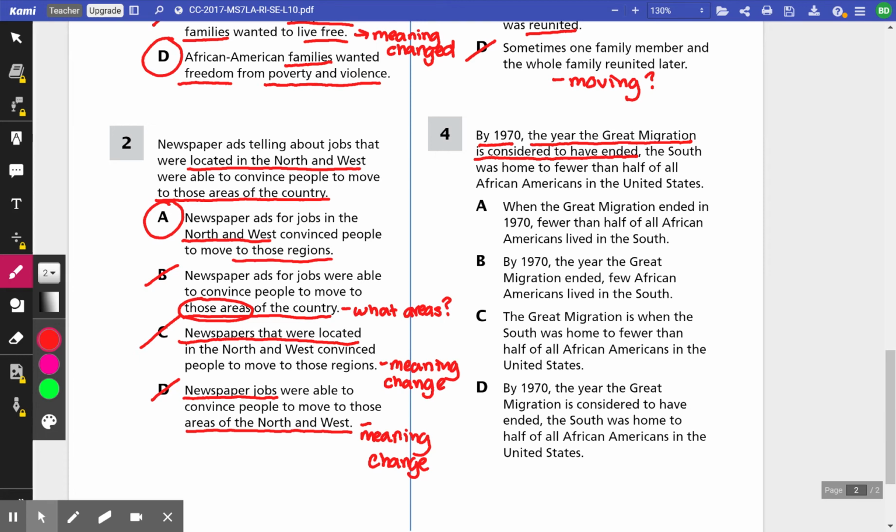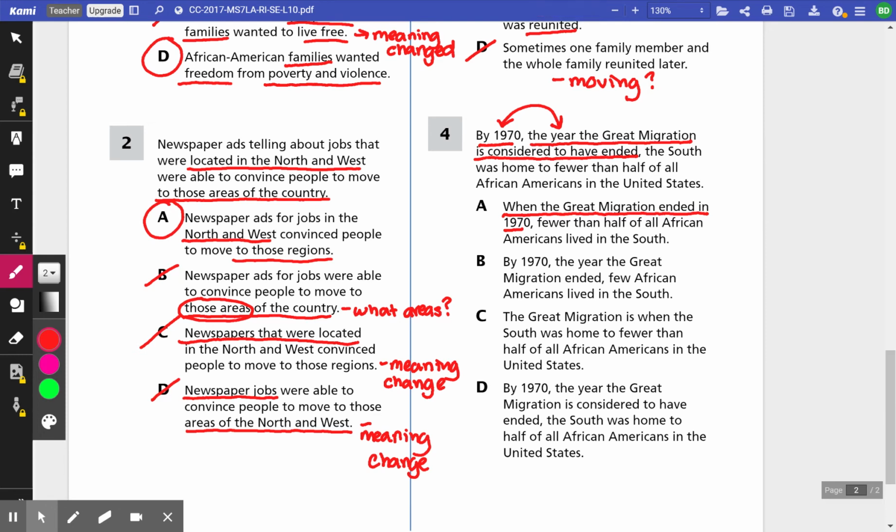A says, when the Great Migration ended in 1970, fewer than half of all African Americans lived in the South. So what they actually did here was combine that first part of the sentence. They still told us that the Great Migration ended in 1970, but they combined those two pieces to make it more condensed. So instead of saying by 1970, the year the Great Migration is considered to have ended, they just said when the Great Migration ended in 1970. So we still have the same idea, it's just less wordy here.